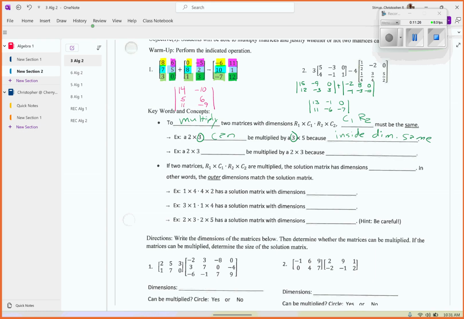Okay? So a 2 by 3 can't be multiplied by a 2 by 3 because this 3 and this 2, the inside dimensions, are not the same. And I know that's going to be like, what's this R sub 1 and C sub 1?